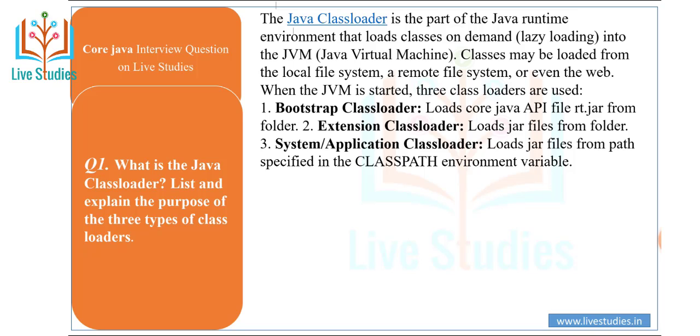When the JVM is started, three class loaders are used: first, the bootstrap class loader, then the extension class loader, and the system application class loader. The bootstrap class loader loads the core Java API file rt.jar from the folder. The extension class loader loads jar files from its folders. The system class loader loads jar files from the path specified in the classpath environment variable.